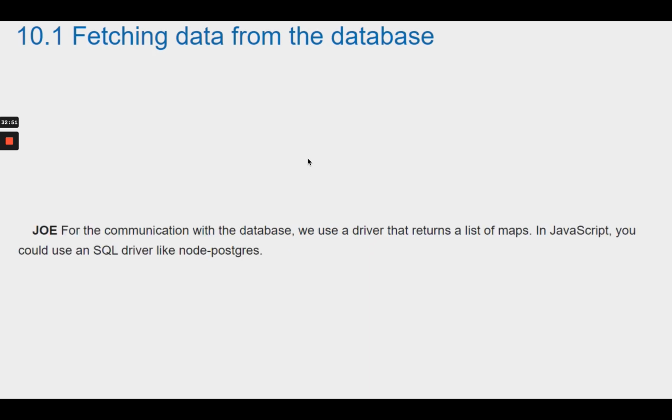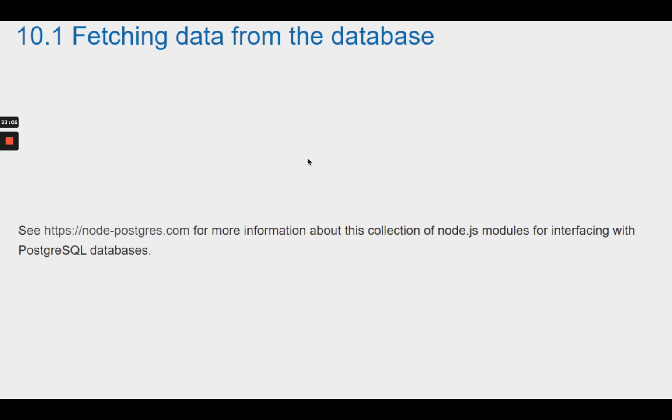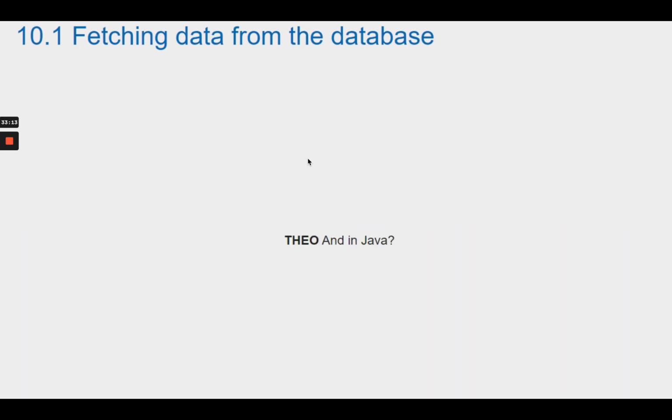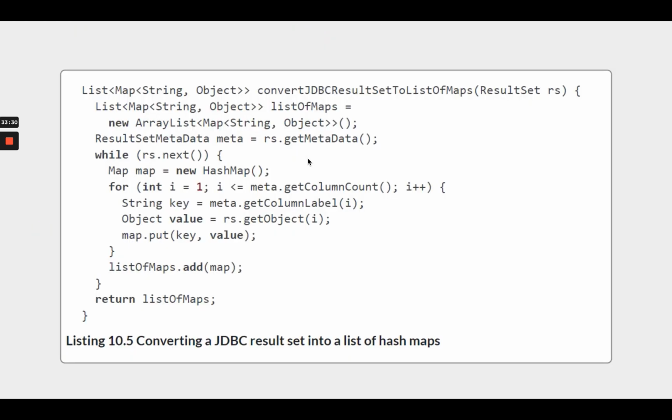Joe: For the communication with the database, we use a driver that returns a list of maps. In JavaScript, you could use an SQL driver like Node Postgres. Note: see node-postgres.com for more information about this collection of Node.js modules for interfacing with PostgreSQL databases. Theo: And in Java? Joe: In Java, you could use JDBC, Java Database Connectivity, in addition to a small utility function that converts a JDBC result set into a list of maps. If I can use your laptop, I'll show you what I mean.